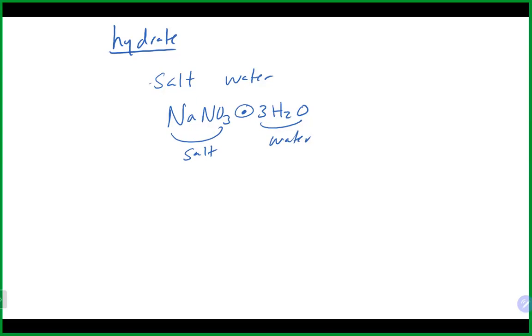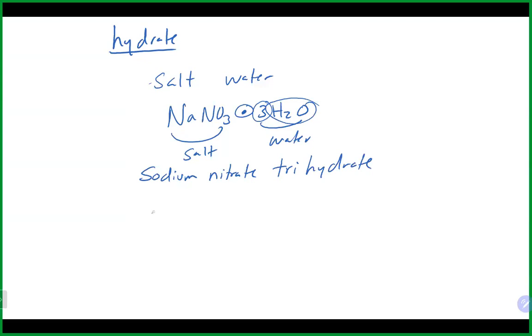When we go to name this, we name the salt part just like a type 1 or type 2 compound. So the salt part there is sodium, which is a type 1. So this would be sodium nitrate. The water part gets a prefix, like in type 3. So the prefix for 3 is tri. And we name water as hydrate. So this would be sodium nitrate trihydrate.